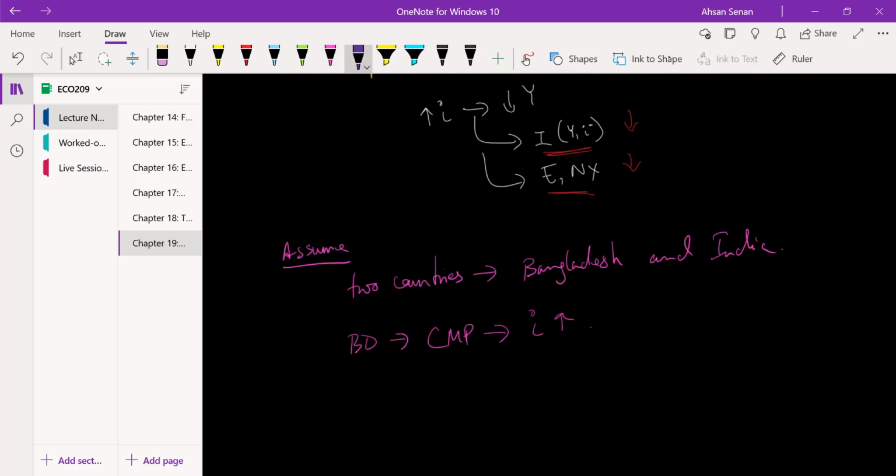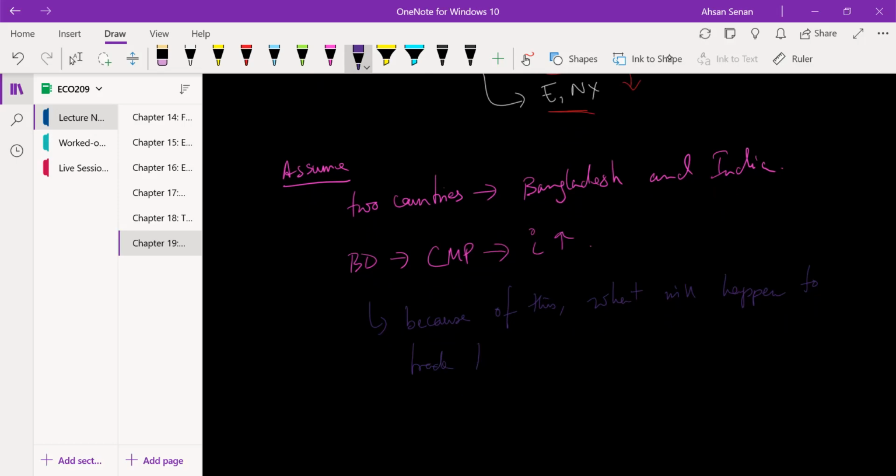So what I need you guys to figure out is, because of this, what will happen to trade between Bangladesh and India, and the exchange rate. In fact, you may have to figure out what will happen to the exchange rate before what will happen to trade, and demand and output of goods in Bangladesh. And you can do the case for India as well. What happens to India because there has been a change in interest rate in Bangladesh? But let's start with the Bangladesh case, okay?